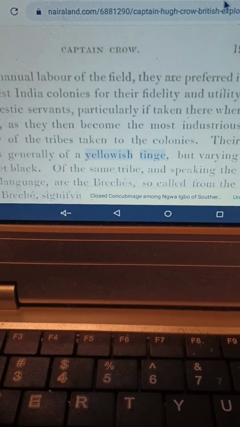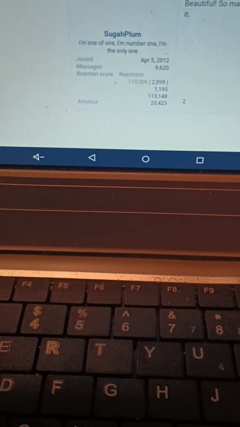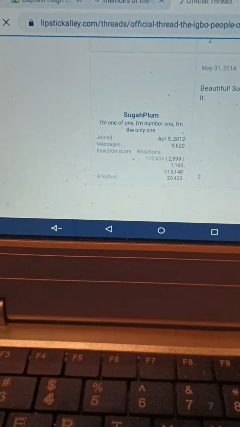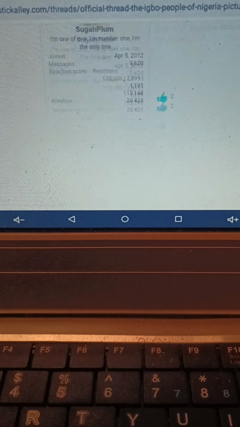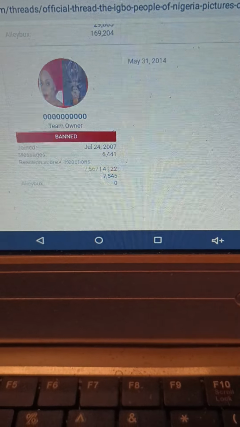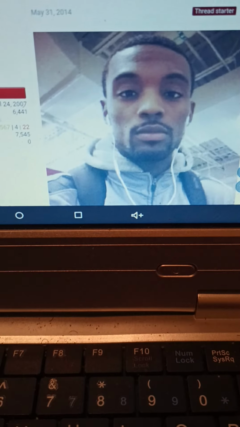Cut this out now. And this shows you now, this is a forum, but we're just looking at the visuals. From Lipstick Alley. If it will decide to let me see it. What's going on? Okay, so this is an example of an Igbo man.